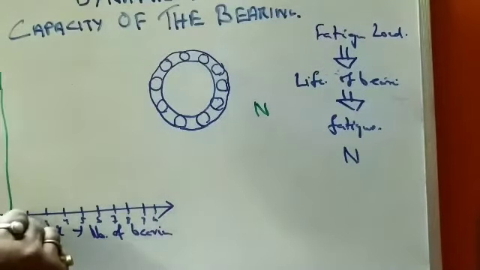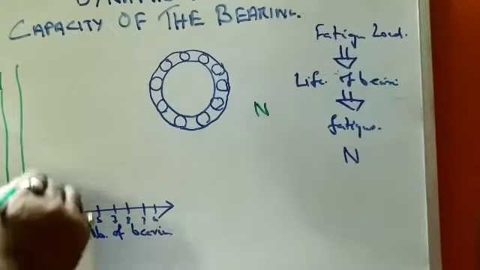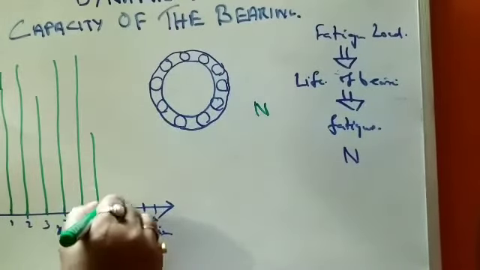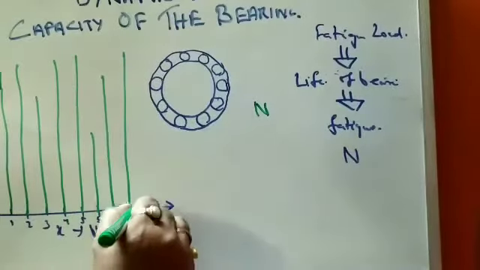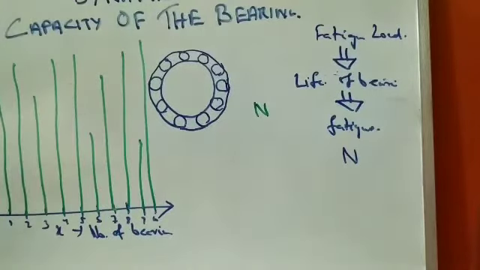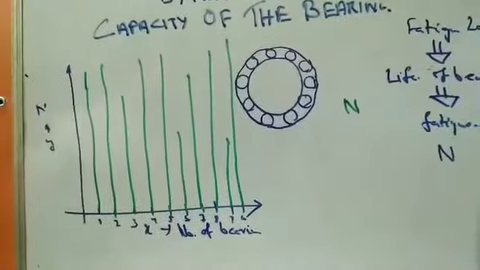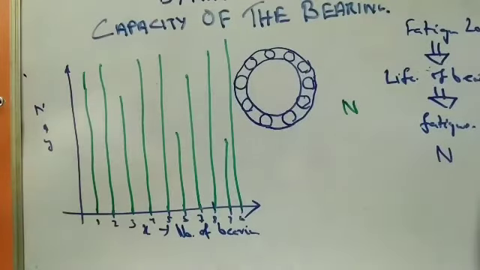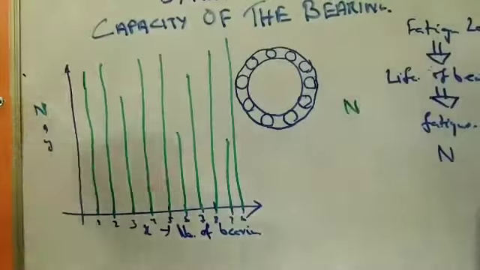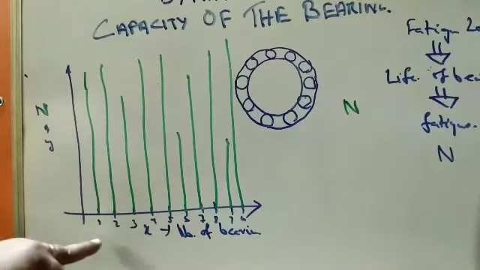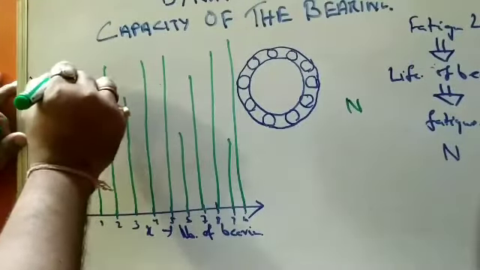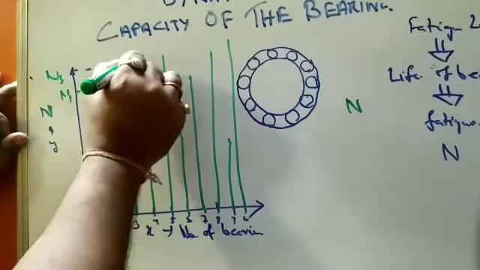We put this value of n1 over here. It could vary like this, or it could be distributed like this. Now there are two ways of measuring this. This is the x-axis, the number of bearings, and the y-axis is n, the number of turns before the first fatigue failure occurs. Suppose one bearing has achieved up to this limit. This is n1. For 2, let it be n2. For 3, let it be n3.